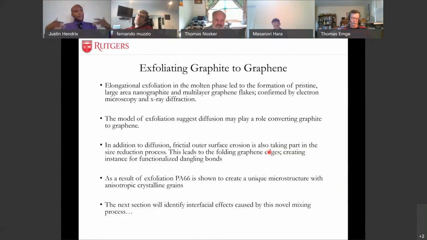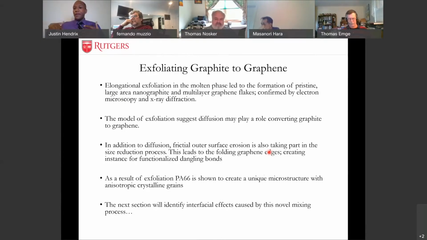Now, to take a step back and really get an idea of what this is, we see that this elongational flow in the molten phase led to large-area nanographite and multilayer graphene. We can confirm it through X-ray diffraction and electron microscopy. We found one of the mechanisms for exfoliation to be diffusion driven, converting graphite to graphene.